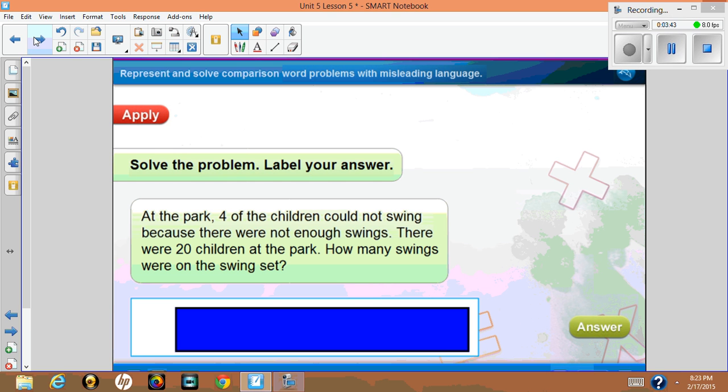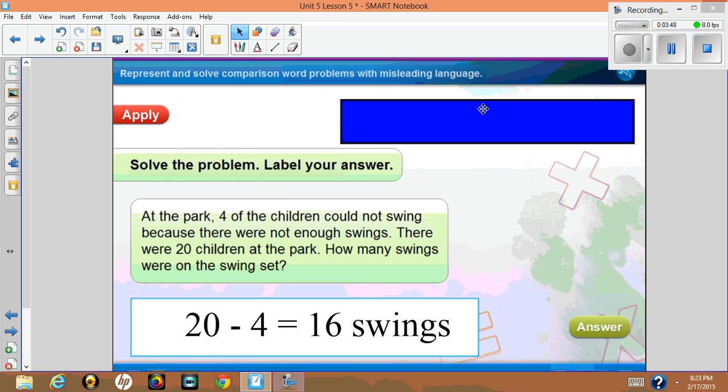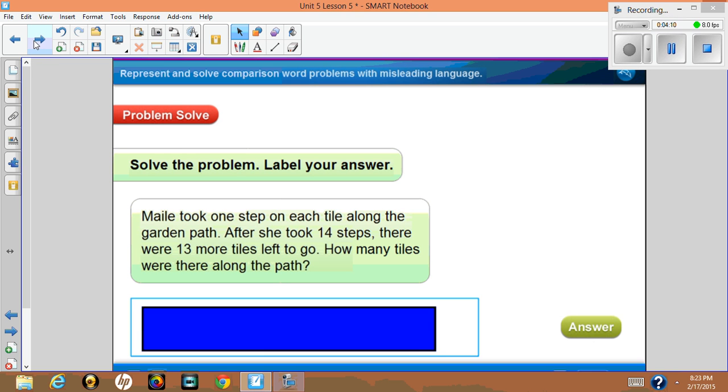Well, let's see if this will work. We could solve this by taking the 20 children that were at the park, subtract the 4 that could not swing because there weren't enough swings, and we have 16 swings. Let's see if our answer is correct. 16 swings, good deal.